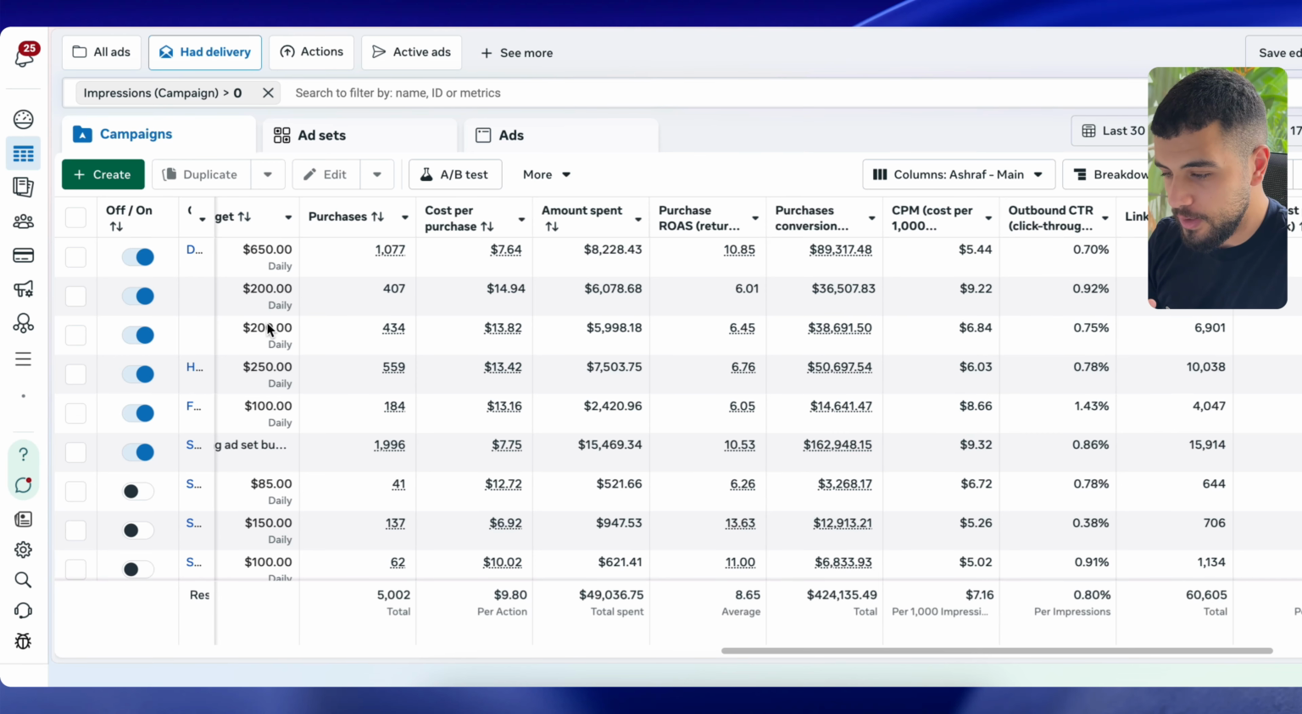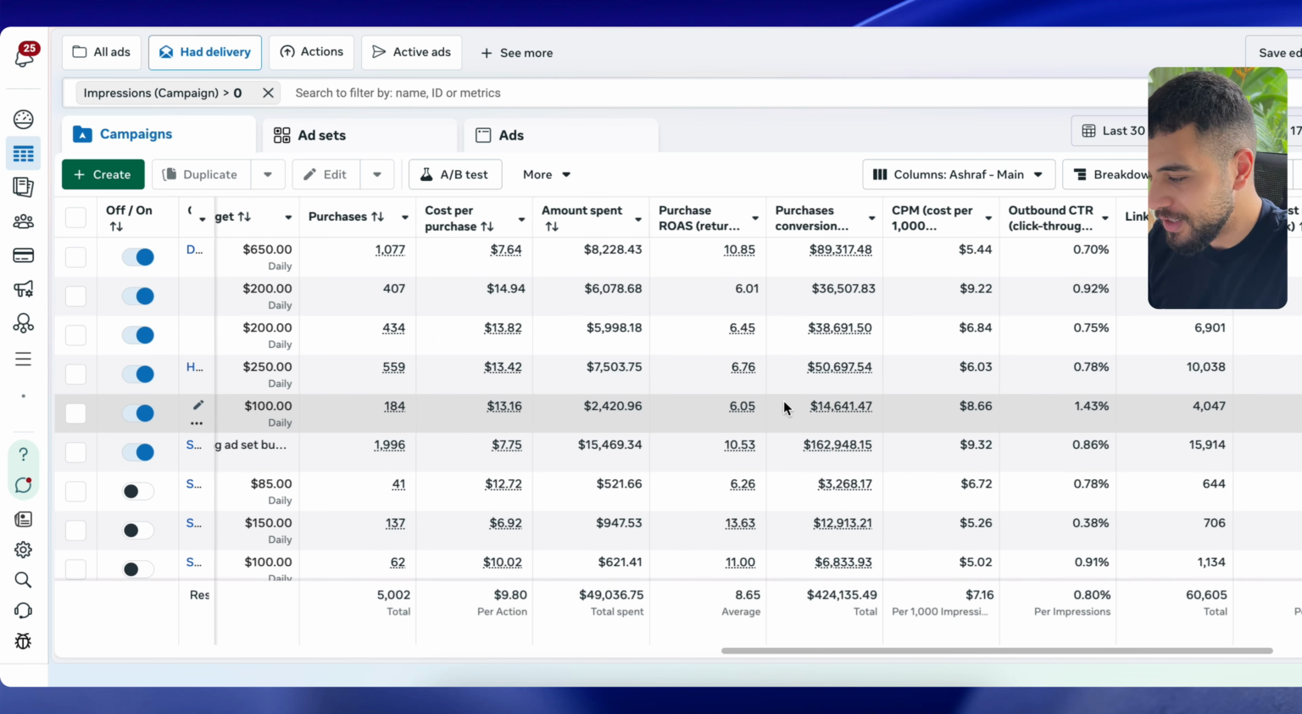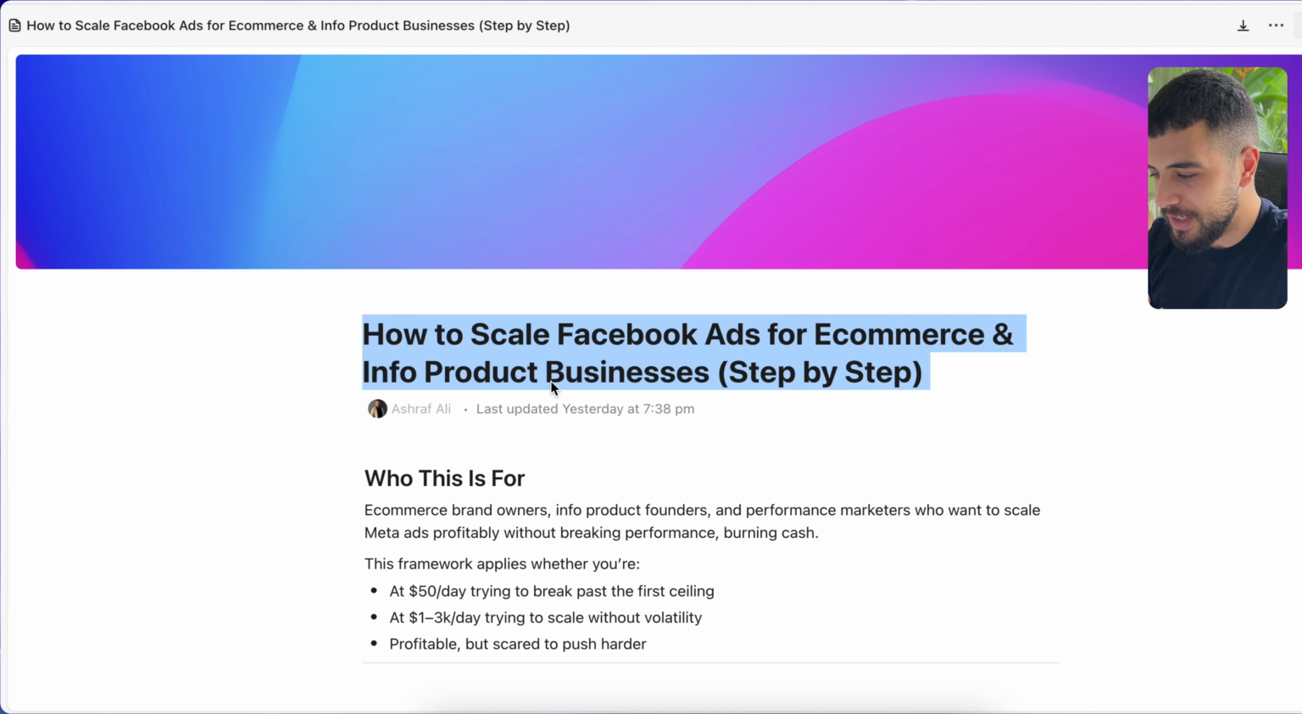If we take a look into this account, let me refresh for you guys. Overall, for the past 30 days, we spent almost $50,000 on ads. We got $424,000 back, and we averaged 8.65x ROAS. With that being said, let me refresh this again just to show you guys, and let's get into it.